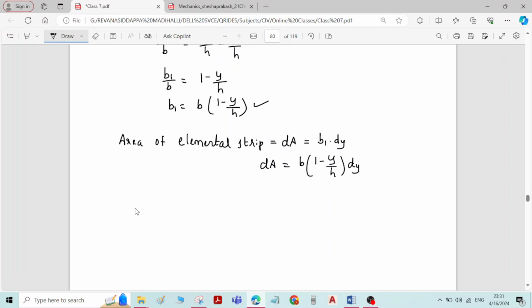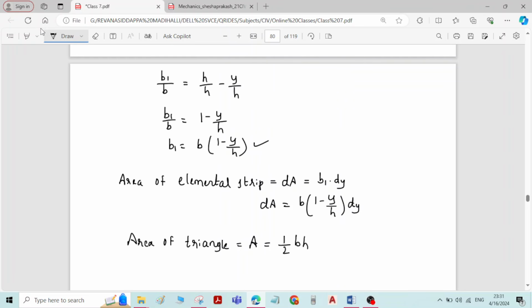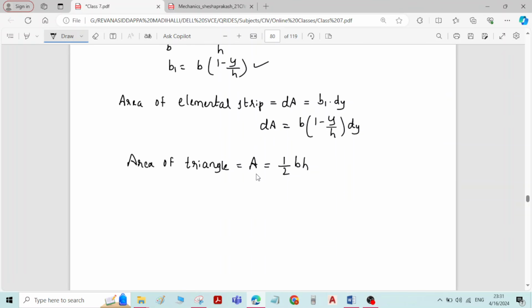So this is the second step. Now the area of the triangle, let me call it A. A is equal to, we all know the formula for area of the triangle. It is half into base into height. So this is the third step. First apply the similarity rule. Secondly, you find the area of the elemental strip. Then write the formula for the area of the triangle.